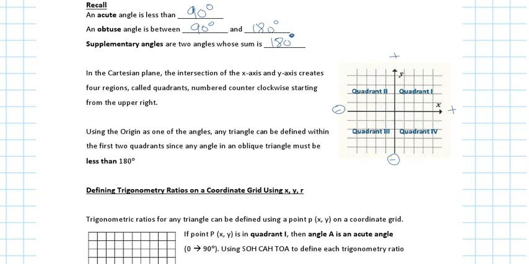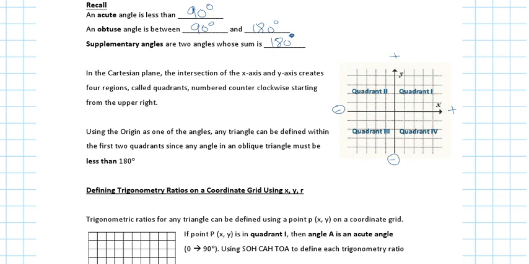Okay? In this course, we only deal with quadrant 1 and quadrant 2. In the university-level courses, they deal with quadrant 1 to 4. So for the purpose of this course, we're going to only do quadrant 1 and quadrant 2. Now, when I measure my angle, I'm going to start with the x-axis, and I'm going to measure it counterclockwise.